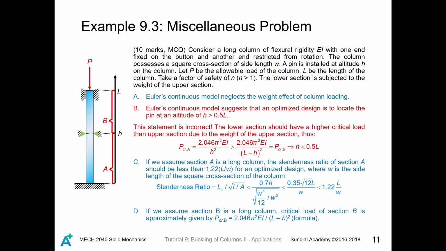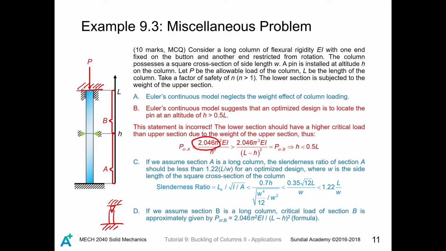Also, if you look at this column carefully, you can find that the end with a rotational constraint is just like a fixed end. And here is a pinned end. And of course, this is also a fixed end. And this is a pinned end. So both section A and B can be modeled as a column which is fixed at the bottom and pinned at the top.